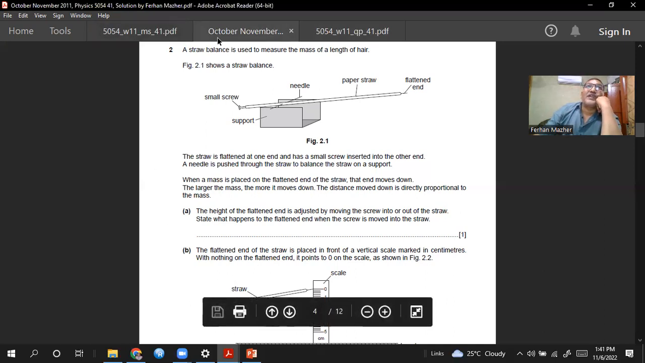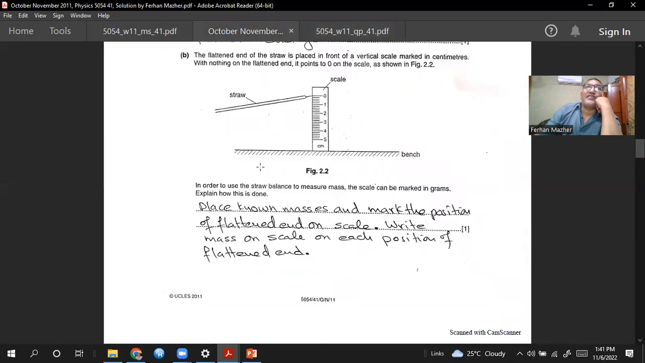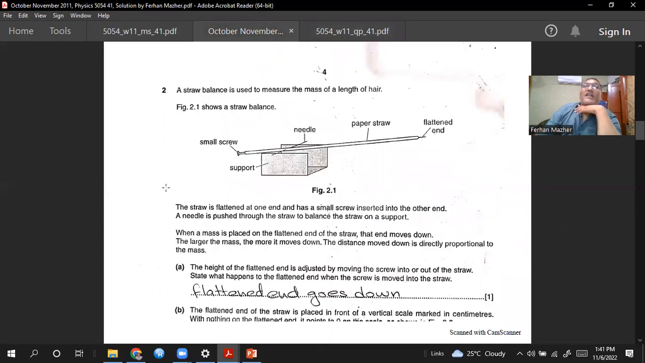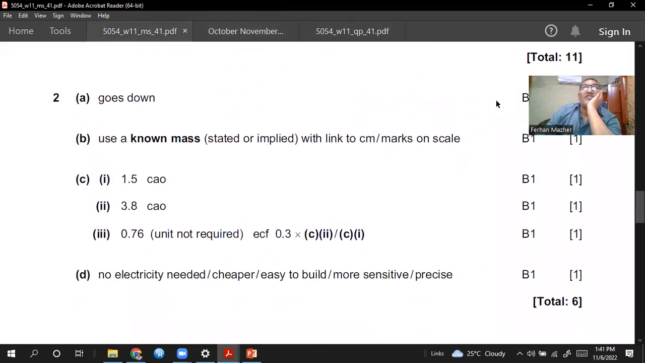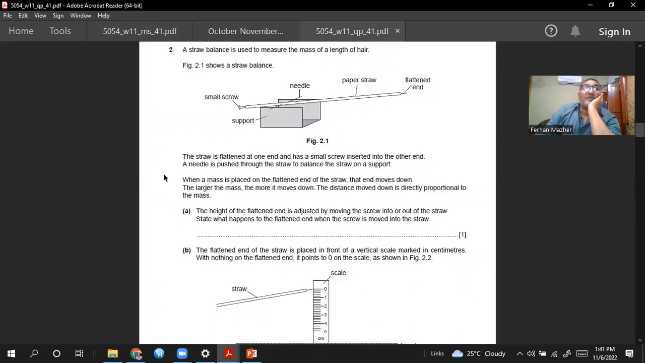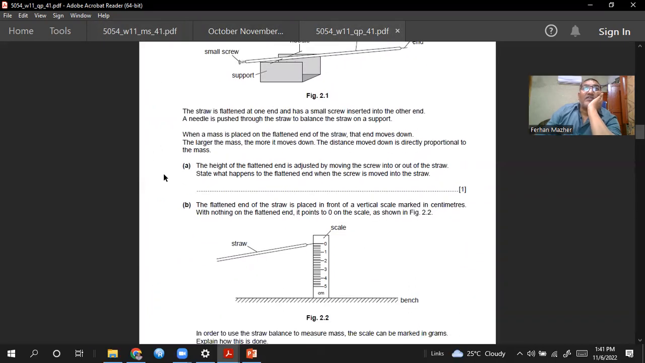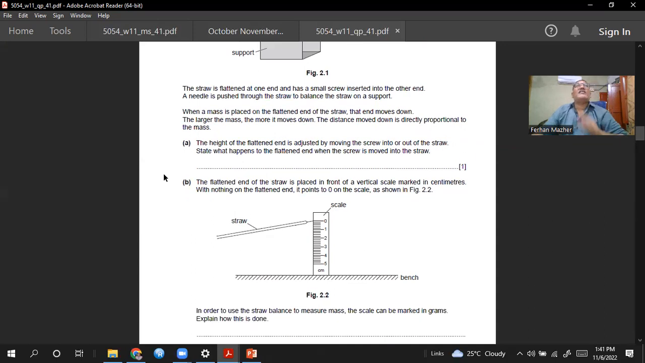Okay, so this is my answer. So let me show you my answer. Okay, where is that answer? Okay, sorry. Okay, flattened end goes down. Simple answer. So goes down. Okay, so this is the marking scheme. I hope you understand. Okay, so we are going to the next question.